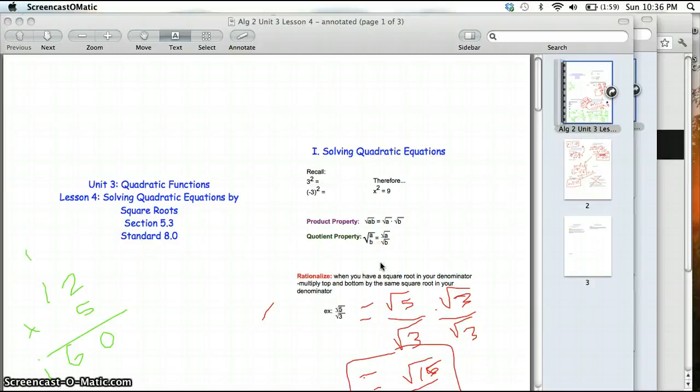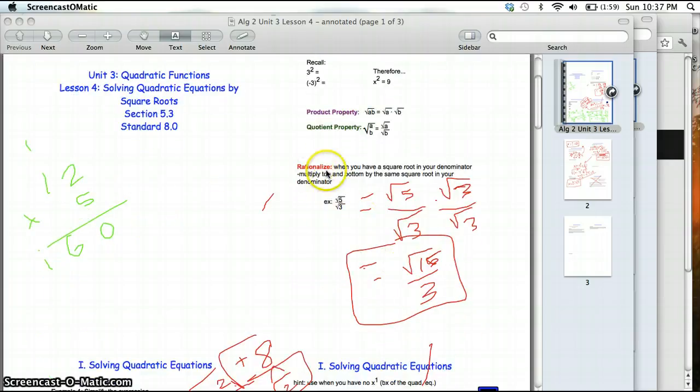Okay, so today we're going to be solving quadratic equations by the square root. Now, first off, we need to figure out how to get rid of a square root on the bottom, because you can't have that. So let's figure that out. So first off, it says rationalize.